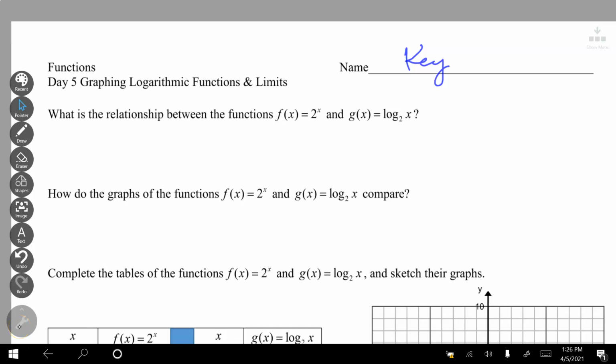Okay, welcome to day 5. We're going to graph logarithmic functions, and we're going to talk about limits a little bit.